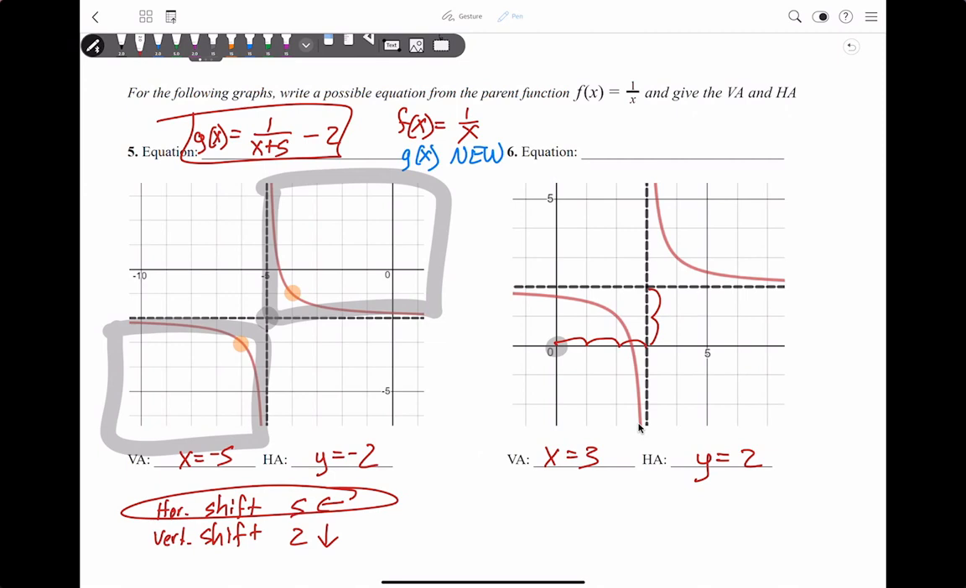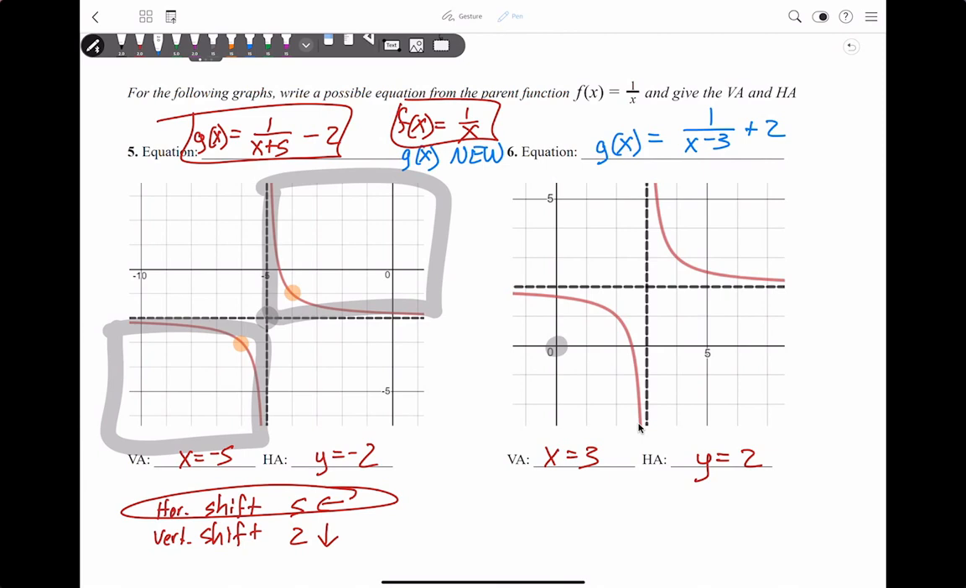Okay. Now I still have this parent function as starting off at 1 over x, and my new function is going to be g of x is equal to, well, since I shifted 3 to the right, it's going to be x minus 3. And since I shifted 2 up, it's going to be plus 2. Again, horizontal is opposite. The vertical is follow the rule. And this is what it would look like, okay?